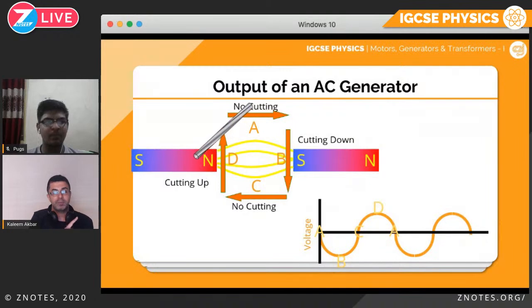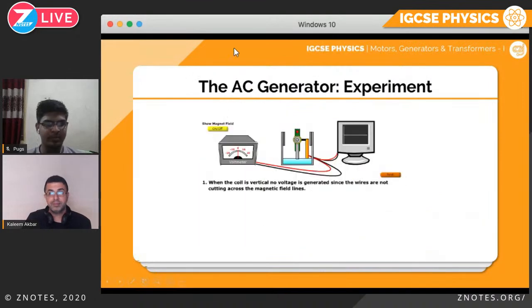So the whole point is you keep cutting it. What's the nicest way to do it? Go around the circle. Okay? So let's have a look at the AC generator experiment. Let's turn on the magnetic field. Guys, I hope you can see this. It's a green coil of wire, and there's a red dot in there.